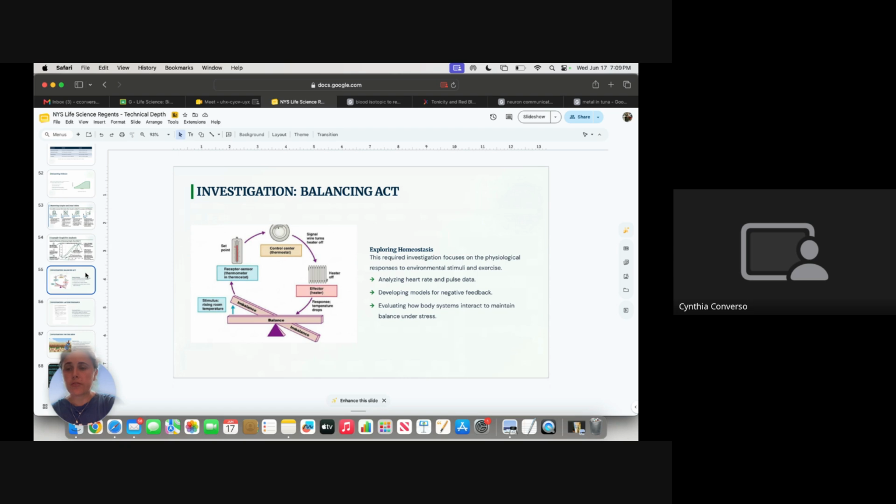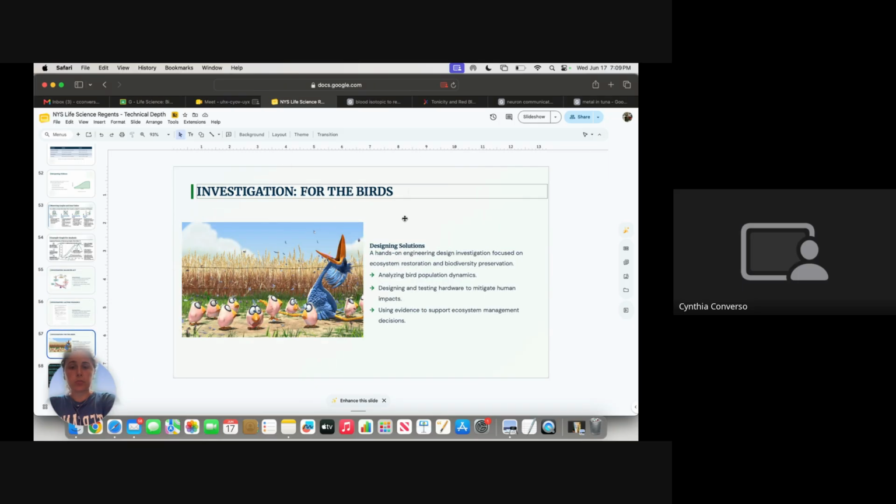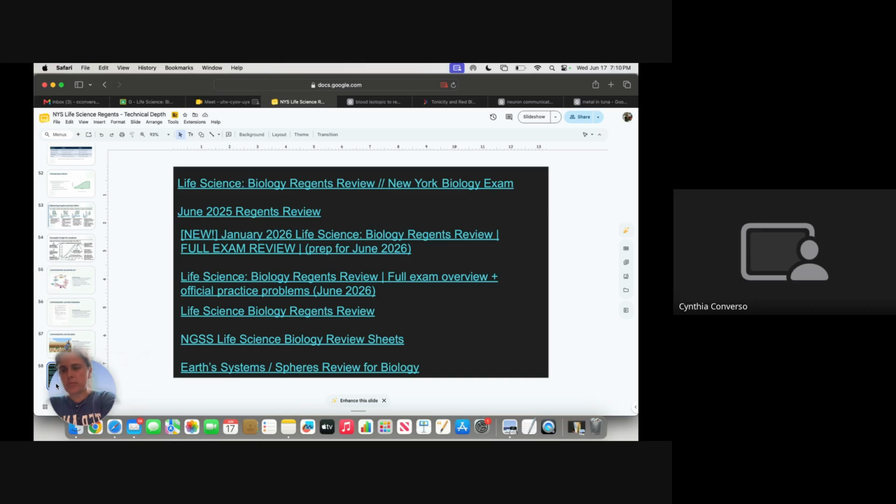The 3 investigations that we did, they're not going to ask directly about them, but they may come up. Balancing act: we talked about homeostasis and temperature control. Lactose tolerance: the mutation in the control region of the DNA allowed for the expression of lactase into adulthood. And then for the birds, we were designing solutions to human impact. The whole idea was designing or engineering a screen that protected birds from death by flying into windows.